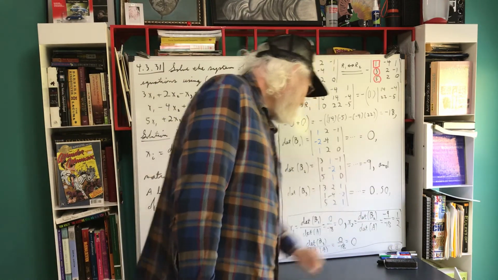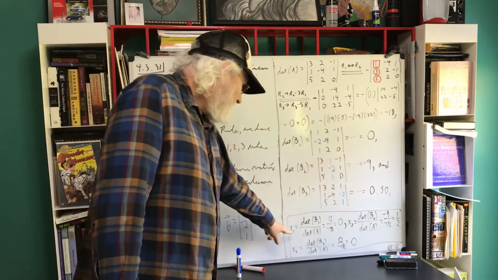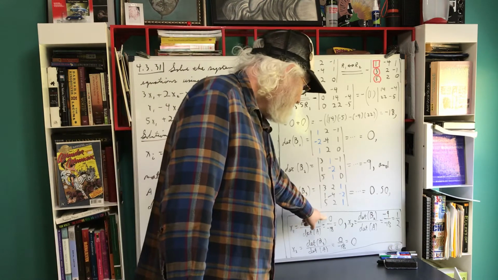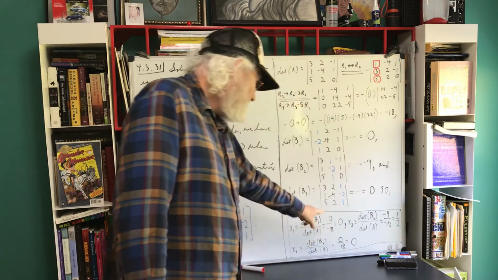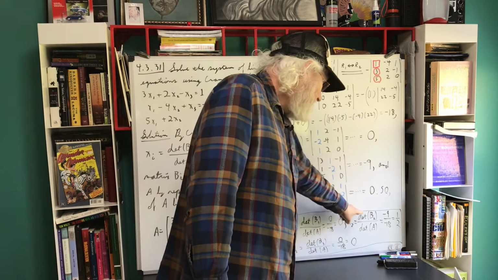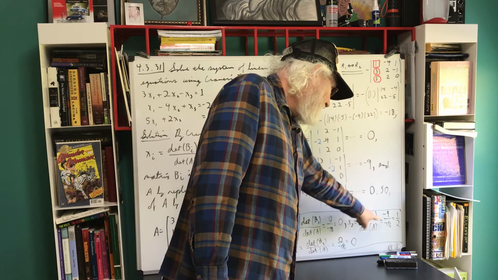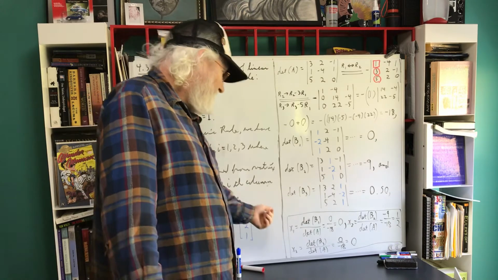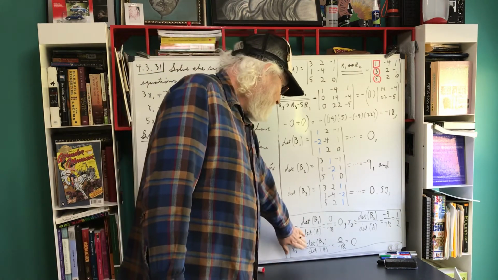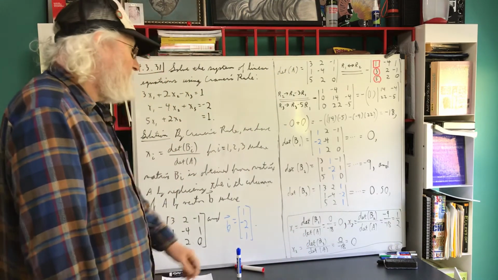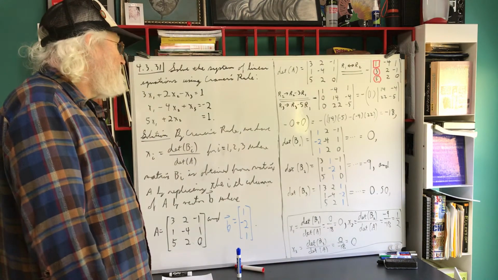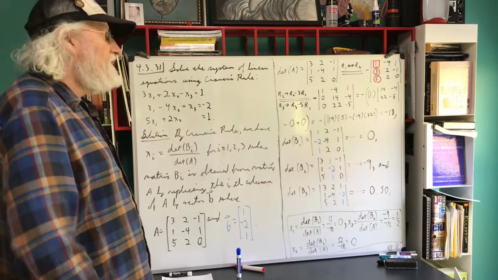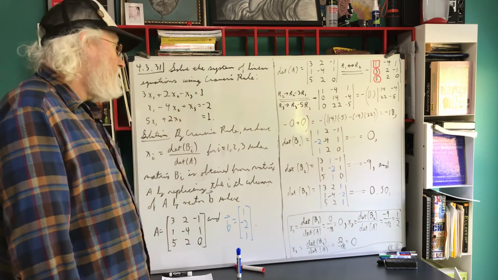So Cramer's rule says we get x1 is determinant of B1 over determinant of A. That gives us 0 over negative 18, or 0. x sub 2 is determinant of B sub 2 over the determinant of A. That'd give us negative 9 over negative 18, so one half. And x sub 3, determinant of B sub 3 over determinant of A, is also 0. So there's a solution of using Cramer's rule to solve a system of equations.